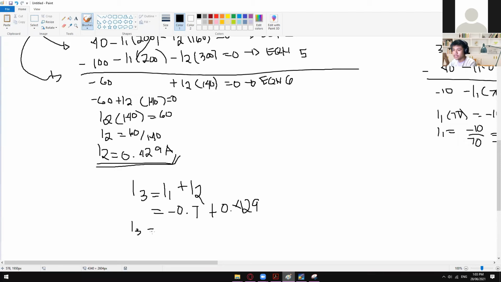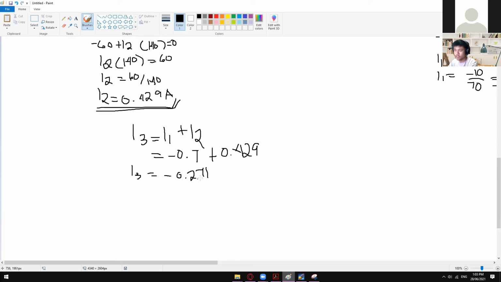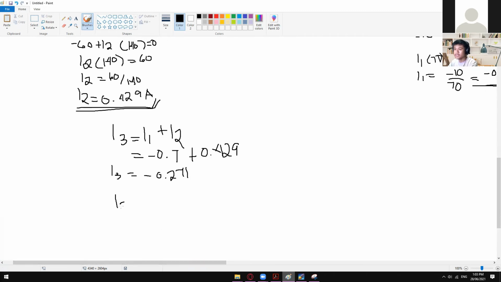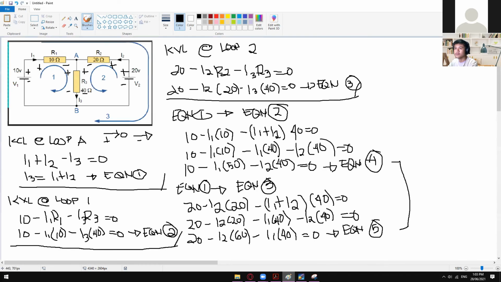So I3 is now equal to negative 0.7 plus 0.429, which will give us a result of negative 0.271. Once you've got all of the values of your currents, that's the time that you can now change this one into positive. So I3 now is equal to 0.271.